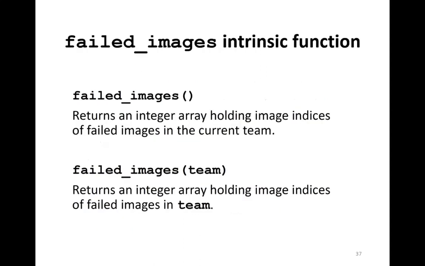Failed images, I mentioned that briefly in my introduction. First of all, you can make an inquiry about whether there are any failed images. The new intrinsic failed images returns an integer array holding the image indices of failed images in the current team. So if this comes back with a zero-sized array, there's no failure in the current team. You can also inquire about a particular team, so you can return an integer array holding image indices of another team if you want to inquire about that. So that's the inquiry.